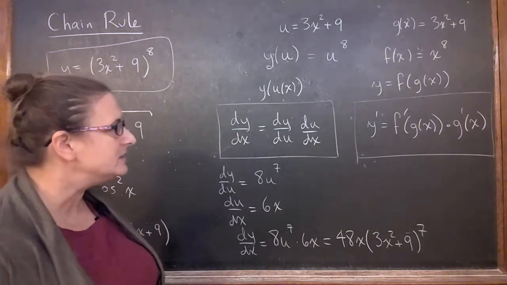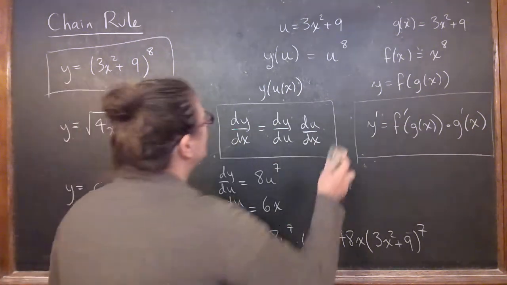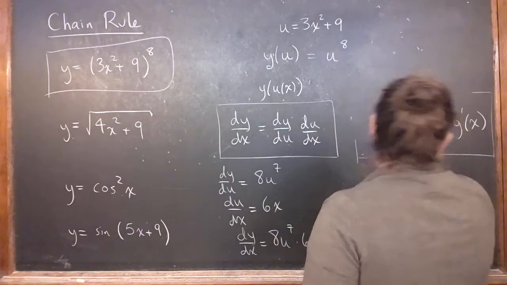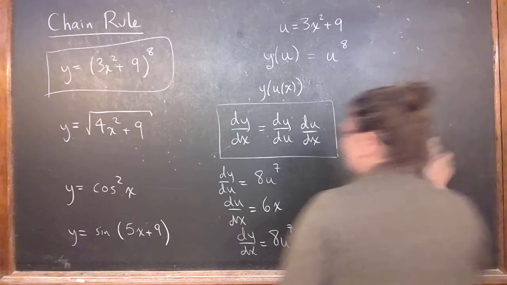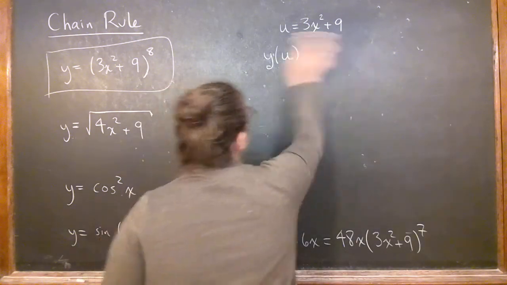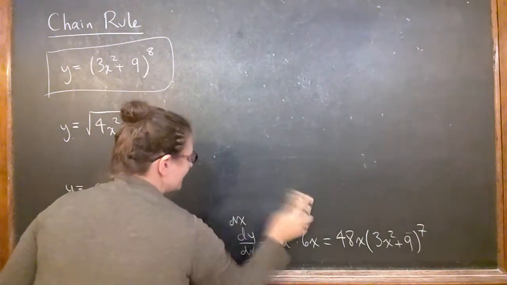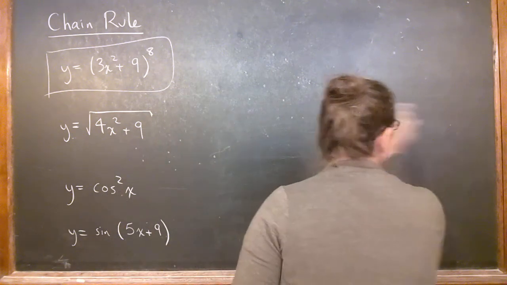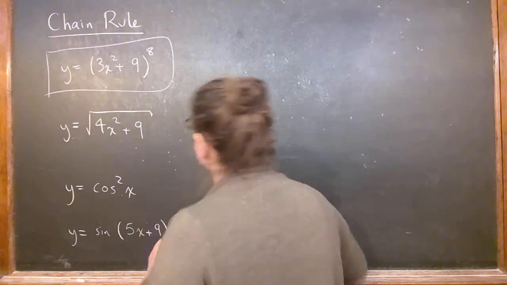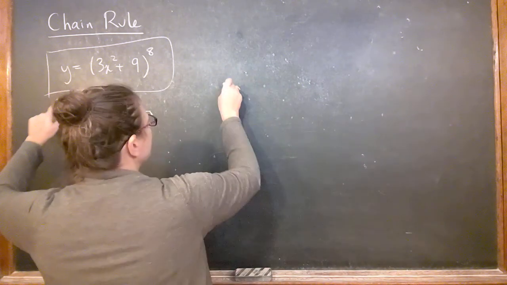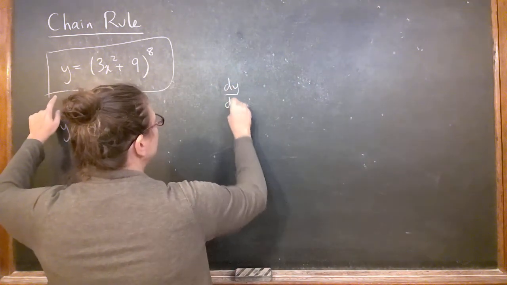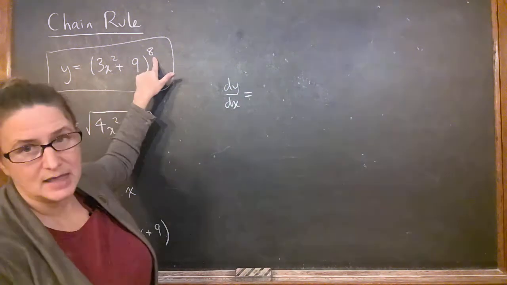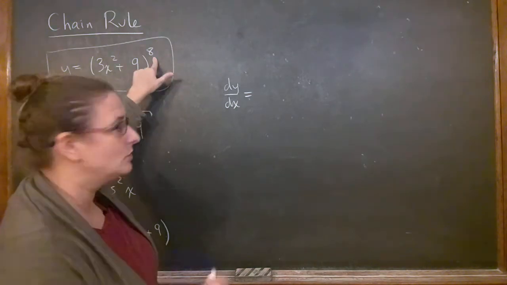On the other hand, if I want to not explicitly write it as a u, let me show you how I would do it without explicitly writing the u, but just thinking about it as the outer function times the inner function, the derivative of the inner function. So what I would do is, in my mind, think the outer function is the power to the 8th, u to the 8th.